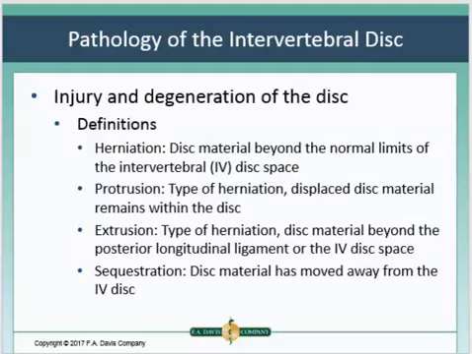All right, the first thing we want to talk about is pathology of the intervertebral disc. A herniation is where the disc material has gone beyond the normal limits of where the intervertebral disc should be. There are three types of herniations. One is a protrusion, where the herniation has displaced, but the disc material remains within the disc. An extrusion is another type of disc herniation where the disc material moves beyond the posterior longitudinal ligament or beyond the intervertebral disc space. And then sequestration is when the disc material has moved away from the disc.